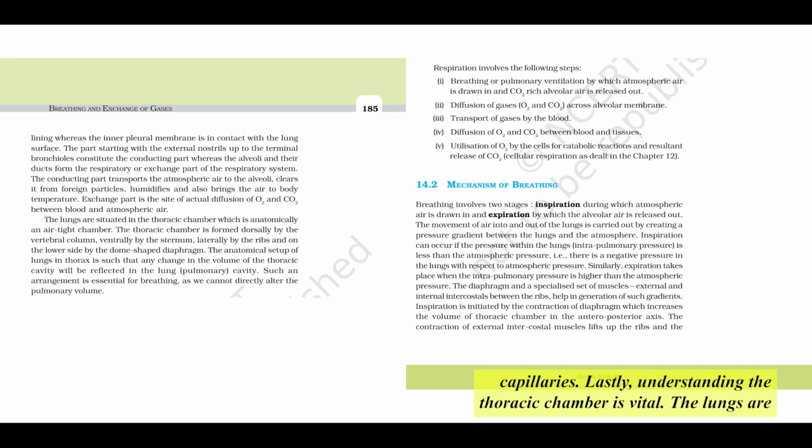Lastly, understanding the thoracic chamber is vital. The lungs are situated within this chamber, which is anatomically an airtight compartment. It's structured like this. Dorsally, back by the vertebral column, ventrally, front by the sternum, the breastbone, laterally, sides by the ribs, and on the lower side by the large dome-shaped diaphragm muscle. This anatomical setup is critical for breathing mechanics.